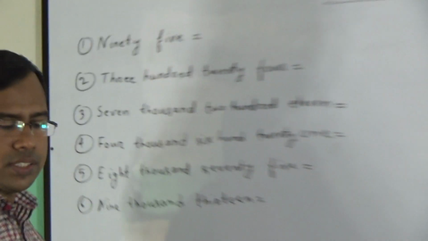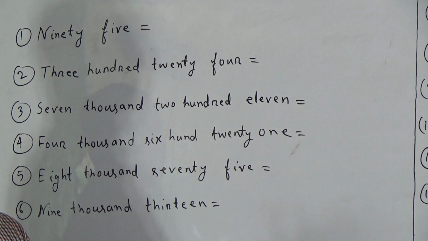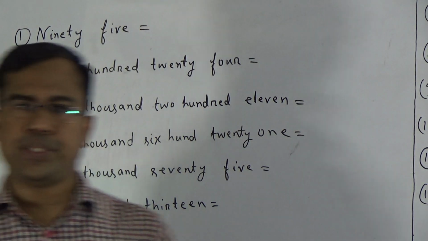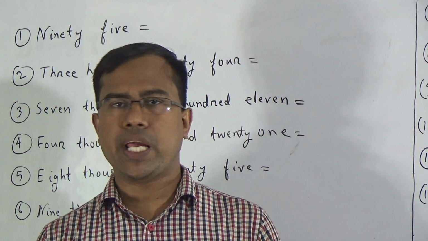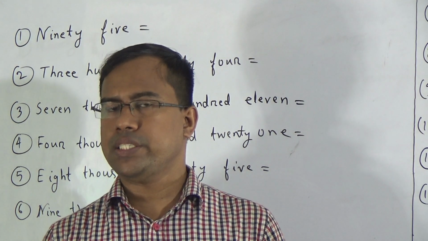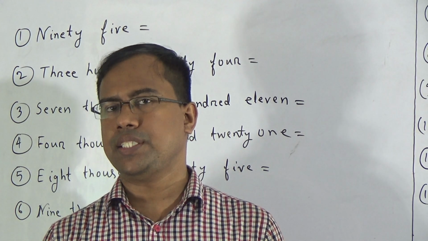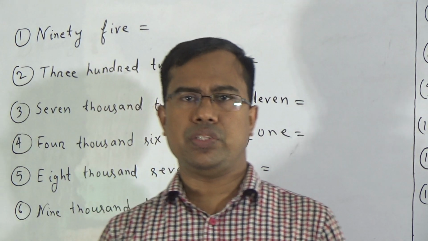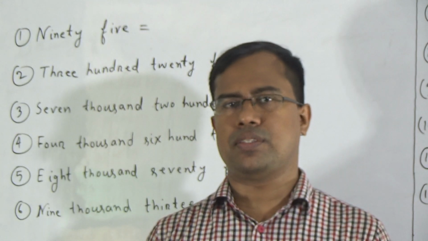Write in numbers means write numbers using digits. Dear students, you know that we use a total of 10 digits for writing any number. The digits are 0, 1, 2, 3, 4, 5, 6, 7, 8 and 9. Using these 10 digits, we can express any large number.